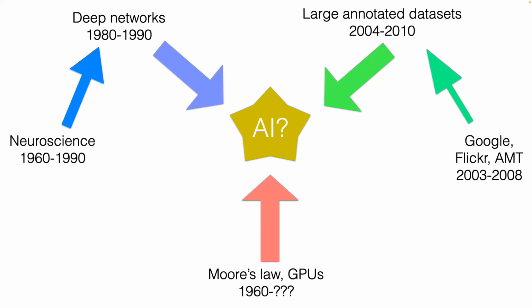technology. The one that we mostly focus on in this class is the one that from neuroscience we got deep networks, and deep networks were there in their current form, more or less, in the late 80s, early 90s. But then two pieces of the puzzle were missing.